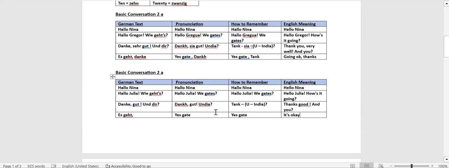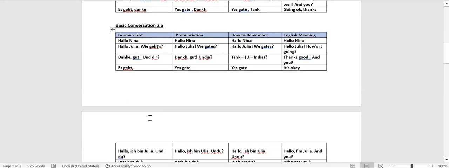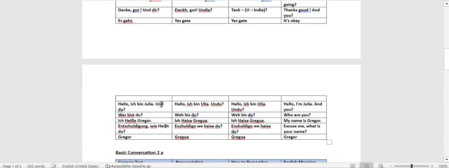So very well. So you would need some amount of practice. You can just practice, stand in front of a mirror and ask yourself, how are you doing? And respond with an answer. Say your name instead of Gregor and Julia. You use your own name and practice standing in front of a mirror. Let's move on to the next conversation.